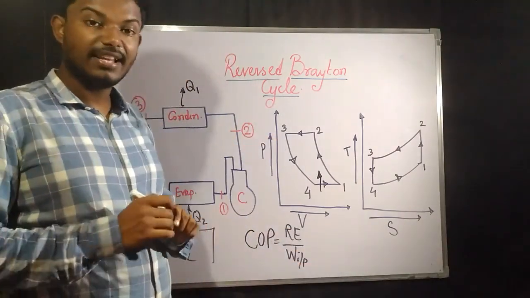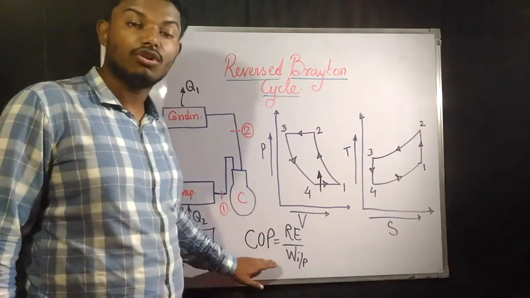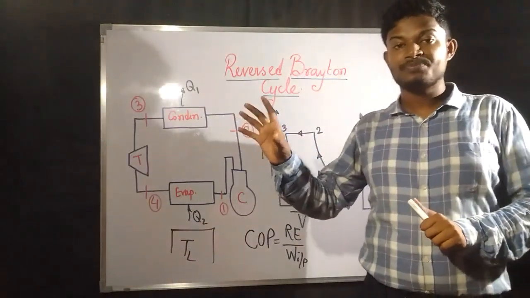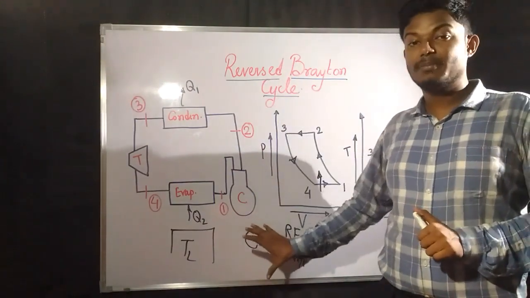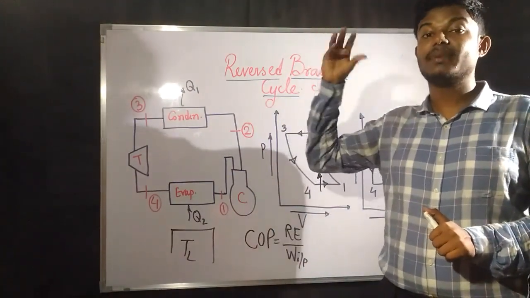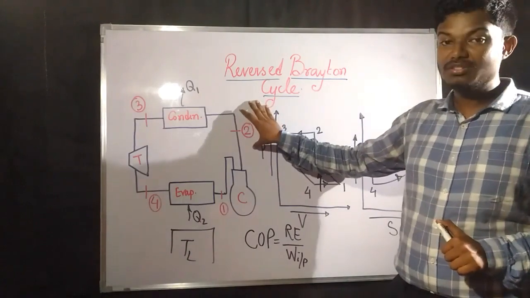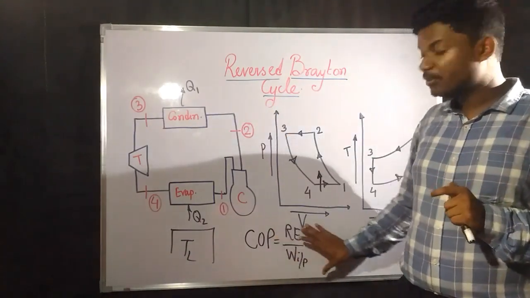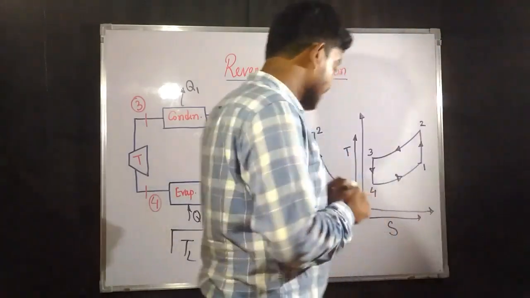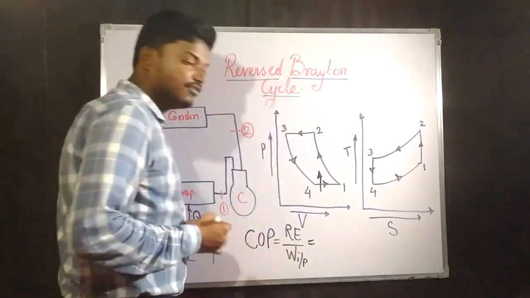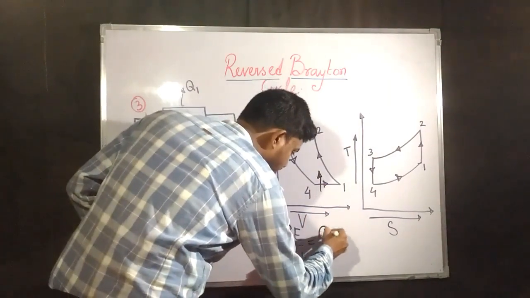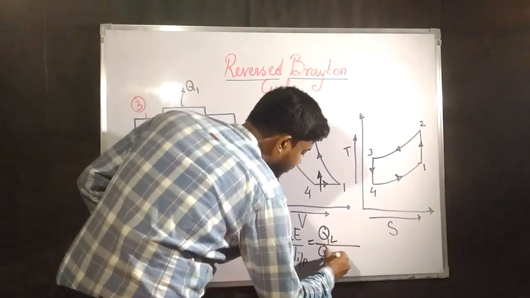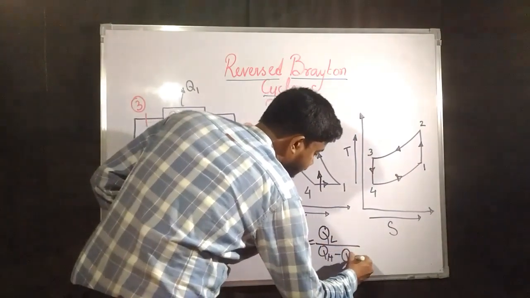In the Carnot cycle, you could have written the coefficient of performance in terms of temperature also, because if you write it in terms of temperature, it gives you the maximum COP. But since it is a Brayton cycle, not a Carnot cycle, the temperature term is not going to be there. Rather, you can write it in heat exchange form, that means QL divided by QH minus QL.